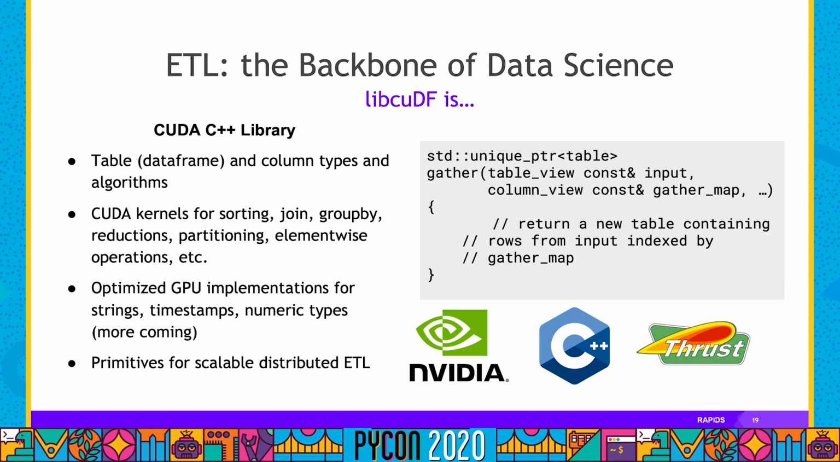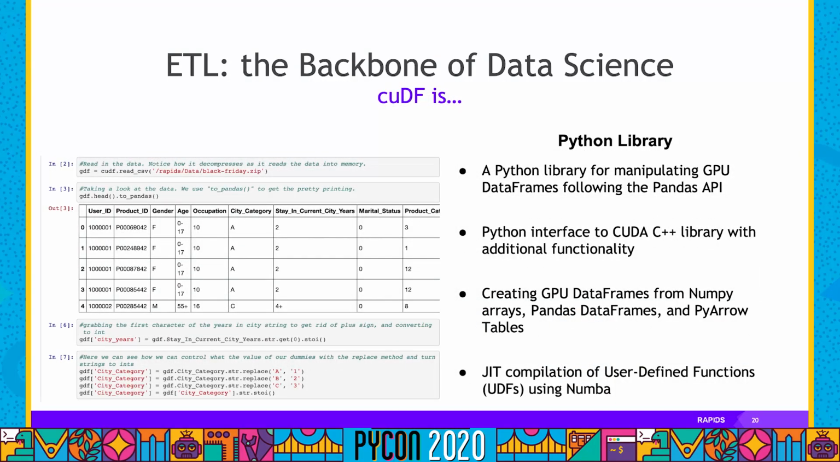libcuDF is a CUDA C++ library. This really has the down and dirty CUDA kernels for doing things like sorting, group by, scatter, gather. They have optimized GPU implementations for these data types: strings, timestamps, numeric types. There's more coming. And then primitives for scalable distributed ETL, written in C++, Thrust. And you can use libcuDF in this way. Probably most of us, though, want to use cuDF.